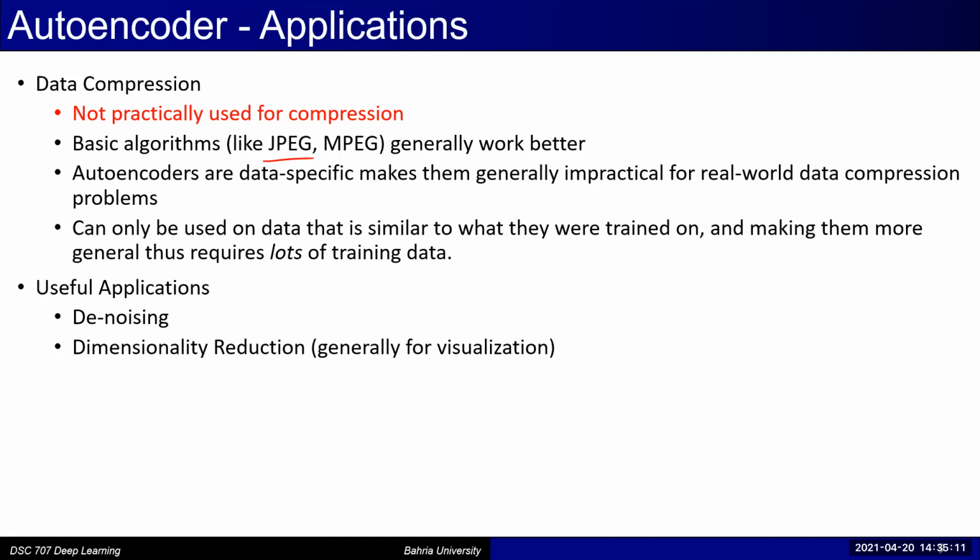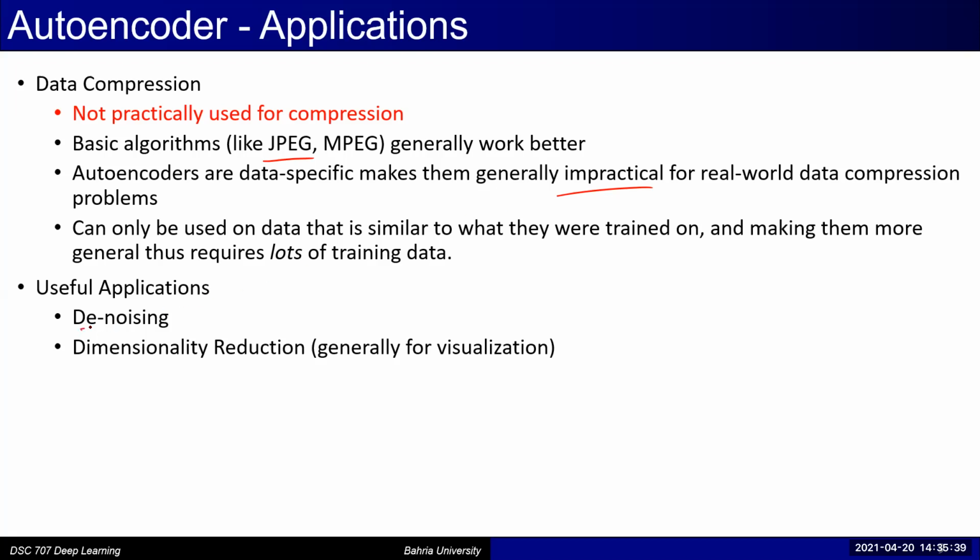You have a standard JPEG algorithm for images or MPEG for videos. You just implement it, you pass it data, and it will be compressed and decompressed. On the other hand, with autoencoders, you need a separate autoencoder trained on a particular type of data, and it can only compress and decompress the data on which it is trained. So that's why it is not practical to use it for compression. Theoretically it can be used, but there are other practical applications where autoencoders are useful.